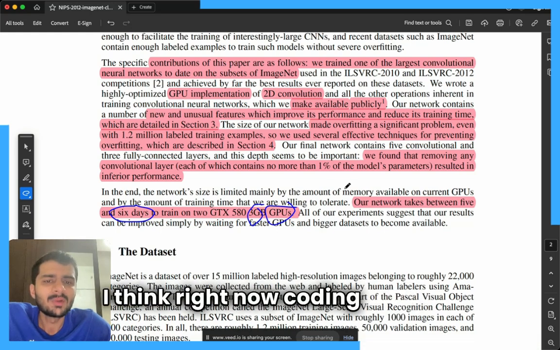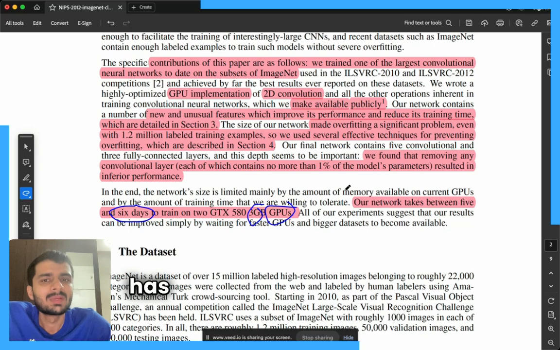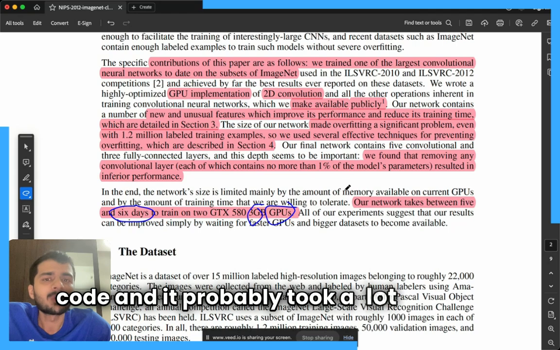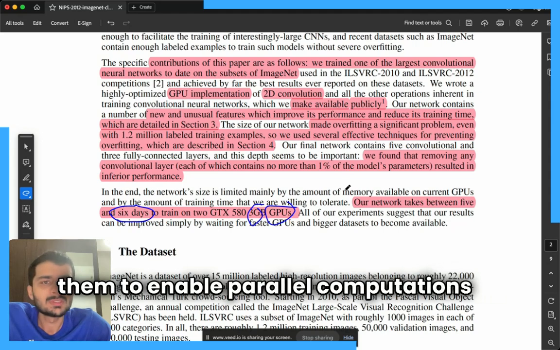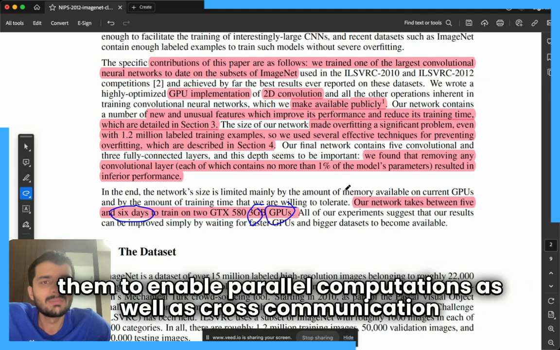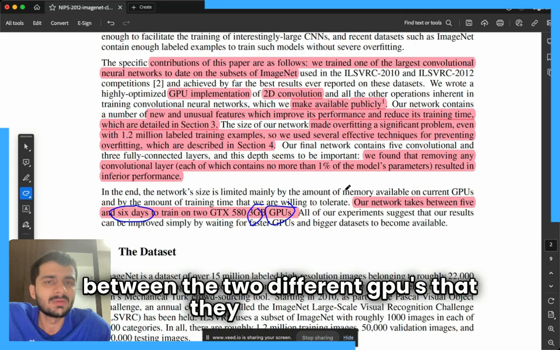I think right now coding on GPUs has become more easy and straightforward, but these people, I think, had handwritten all of the code, and it probably took a lot of time for them to enable parallel computations as well as cross communication between the two different GPUs that they were using.